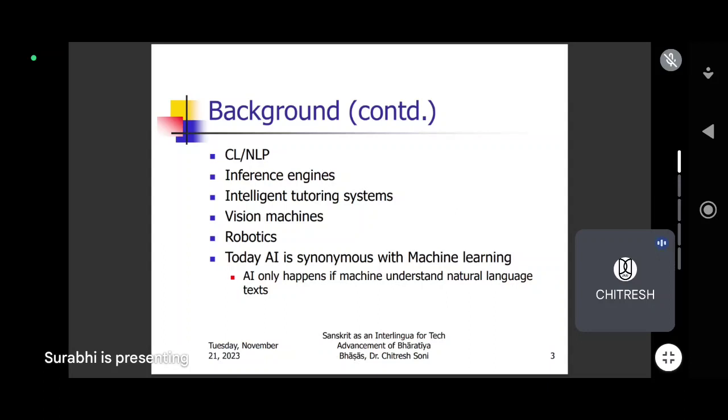Then vision machines and computer vision, which interpret images into systematic knowledge, semantic knowledge, and meaningful information is attributed out of these vision machines. And robotics, and then AI. And this AI is synonymous with machine learning, because AI also happens only when a machine understands natural language text. Next, please.